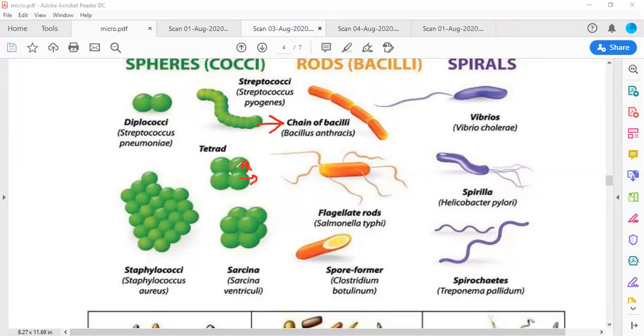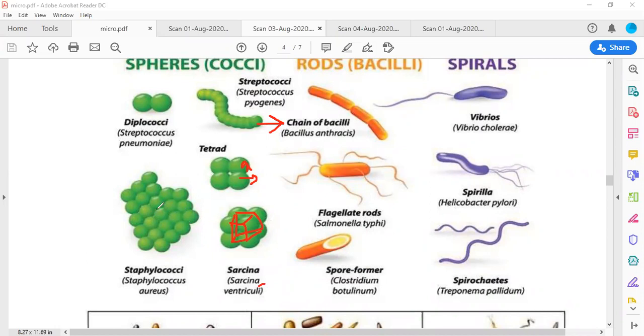They are arranged like squares, with four bacteria over the corners of a square. If they are present over the corners of a cube, then this type of arrangement is called sarcinae. So you can think of a cube here, and they are present over the corners of the cube. So this kind of model is called sarcinae. Sarcina ventriculi is an example of this. Whereas this is 3D.